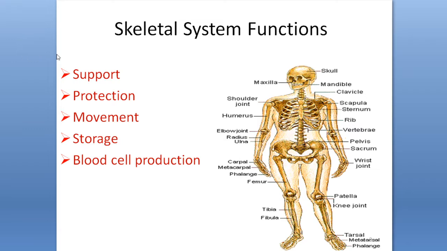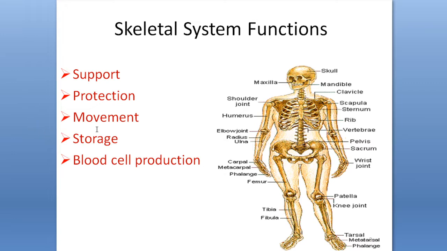The first function is support, so obviously the skeleton supports your body. Protection is number 2, so it's going to protect vital organs, your heart, your lungs, your brain, all protected by the skeletal system. Your skeletal system is going to help you move, so movement. Muscles are attached to your skeleton, and so when muscles contract, it pulls your skeleton and moves your body. The skeleton also functions as a storage structure.